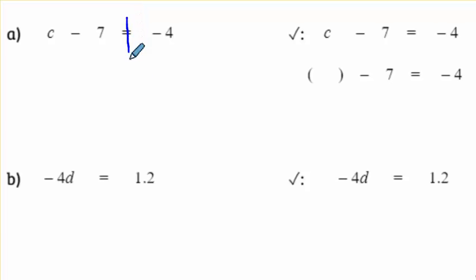So we draw our river here and we're looking just at this side that has the variable. And I want to know, how can I get a 0 here? Because I want C to be by itself. And right now I have a -7. And so in order to get 0, I need to add 7. Remember, we are always doing the opposite of what's in the equation. Whatever I do on this side, I have to also do on this side.